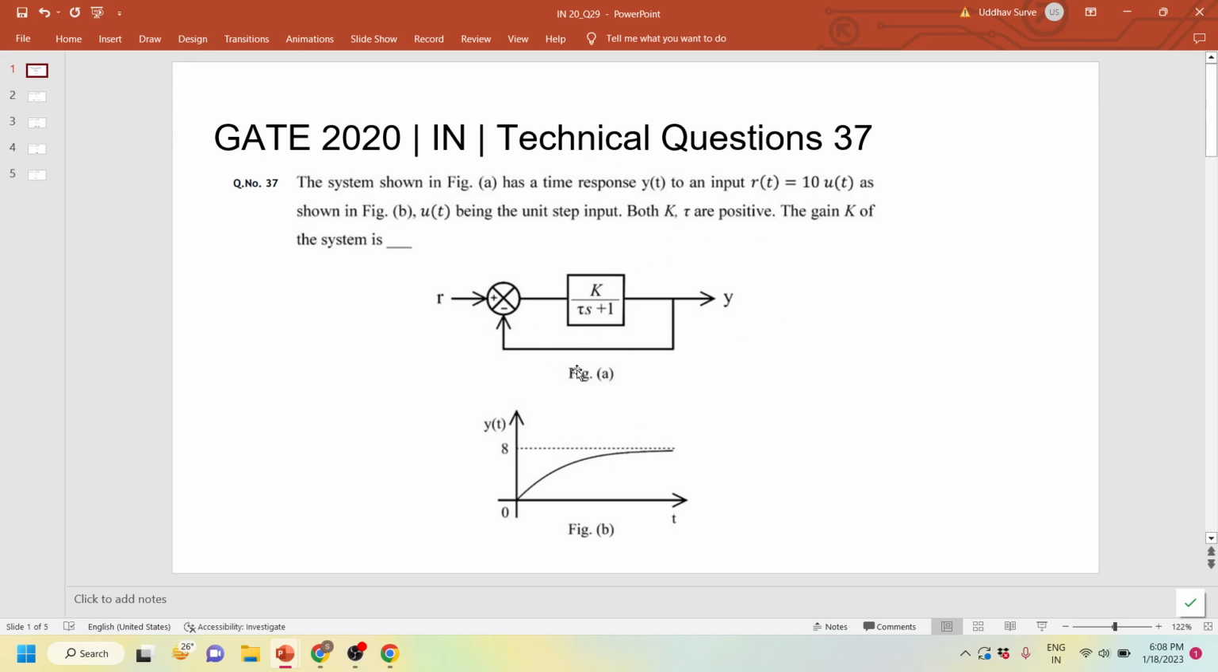So basically the control objective of the control system is to follow the input. So input was 10 into u of t, basically it had to follow 10, but now the response is following 8. So directly by looking at this question we can see that there is an error in this control system. It wanted to go to 10 but it is going till only 8.